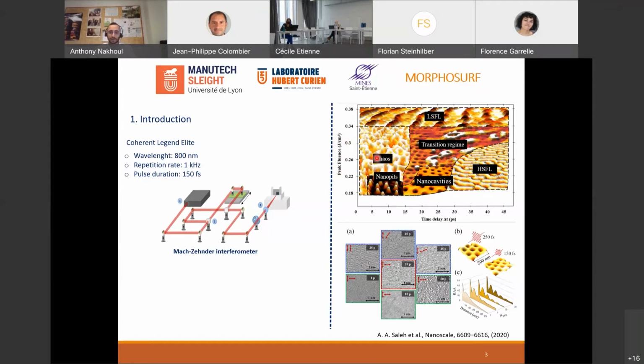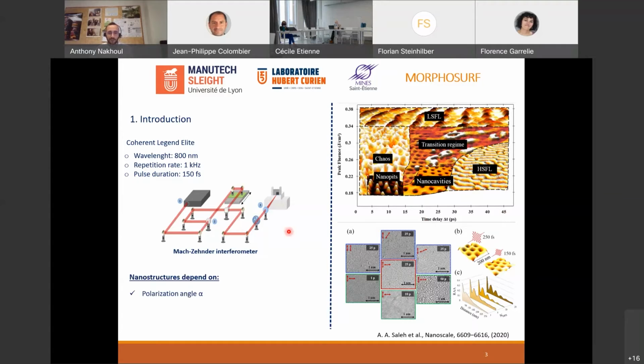Here we are controlling the time delay by using a Mach-Zehnder interferometer. Here we have the laser and a beam splitter, and we are dividing the laser into two beams. Here we are controlling the polarization, using cross polarized, so one will be horizontal and the other will be vertical. And here we are using this motorized plate to control the time delay. When we move this plate on the micrometer scale, we are controlling the time delay on a few picoseconds. And by controlling the time delay, we can observe different types of nanostructures.